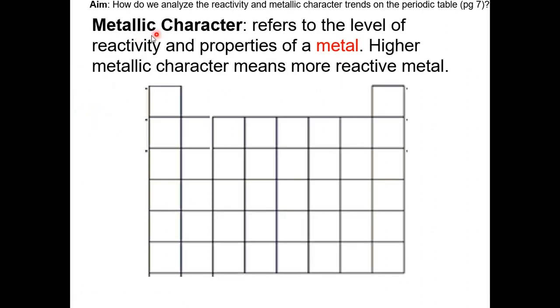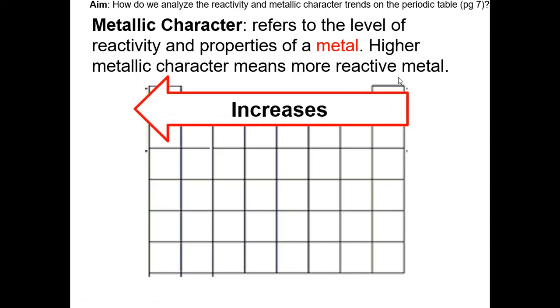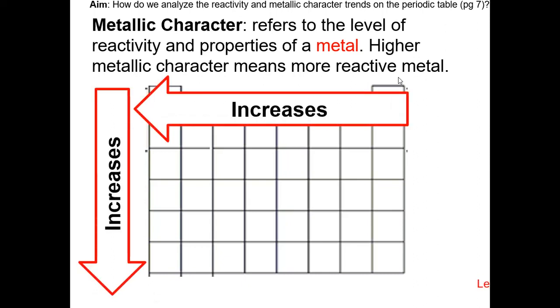Now we're going to talk about the metallic character trend, which refers to the level of reactivity and properties of a metal. The higher the metallic character, it means it's a more reactive metal. So it has the same trend as the reactivity of metals. So that means it increases from right to left and top to bottom. You can think about it this way: the metals are on the left side of the periodic table, while the nonmetals are on the right.